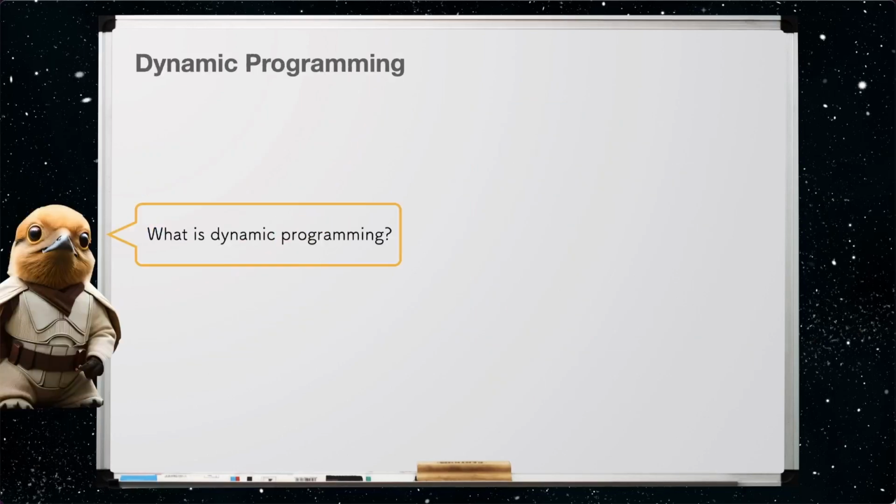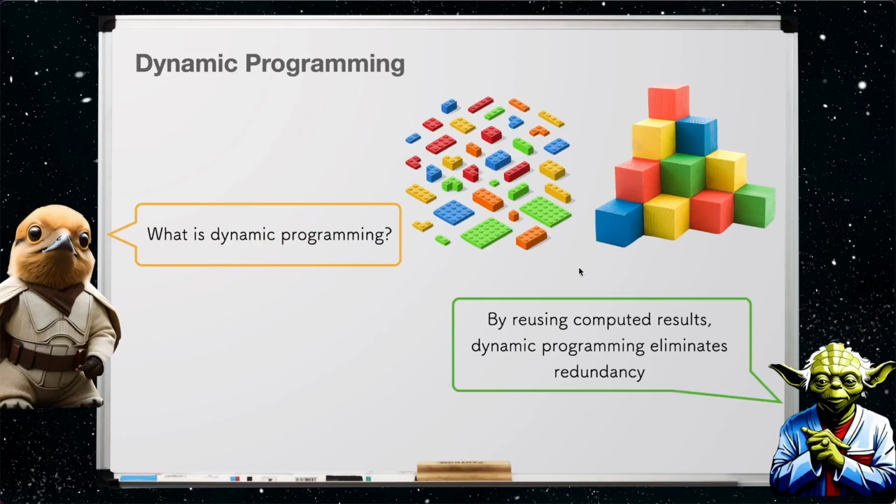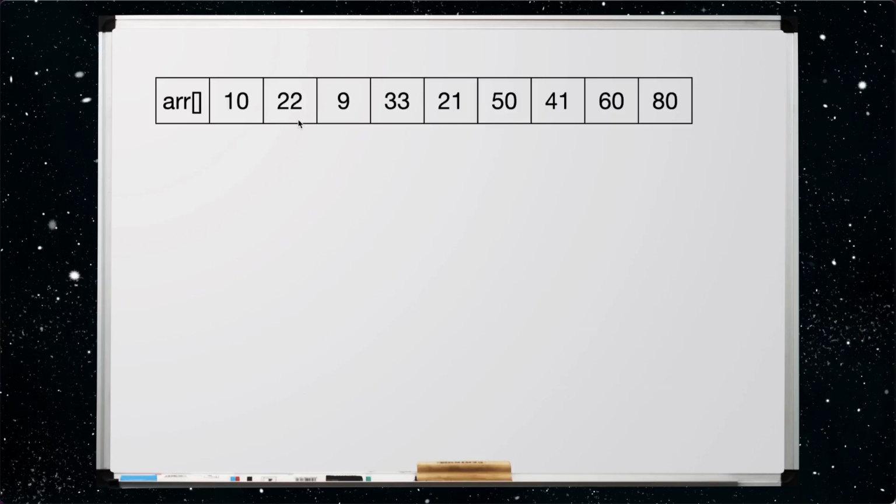So what is dynamic programming? We have this nice Yoda quote: by reusing computed results, dynamic programming eliminates redundancy. Think of dynamic programming as building something big using smaller building blocks, and each block represents a smaller problem that we solve individually, and then we combine the solutions to solve bigger problems. I know, guys, this is very abstract, but let's look at our example.